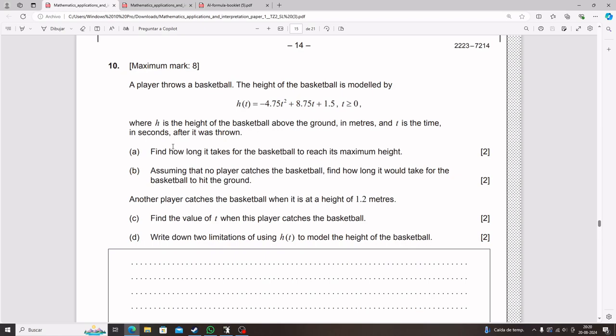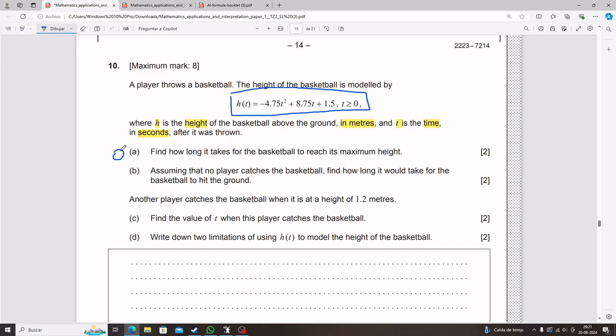Pretty much a quadratics problem, which is fairly easy in my opinion, but context-wise it can get a little bit confusing, like what they're actually asking for. So, for number 10, we have that a player throws a basketball and the height of the basketball is modeled by this right here, where h is the height of the basketball above the ground in meters. Units are important for our answers, and t is time in seconds. So h for height and t for time.